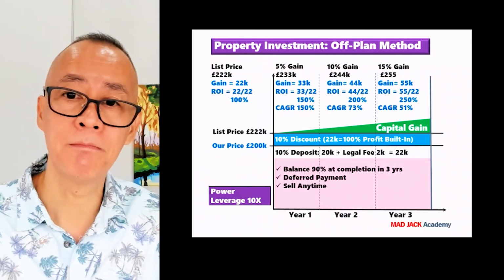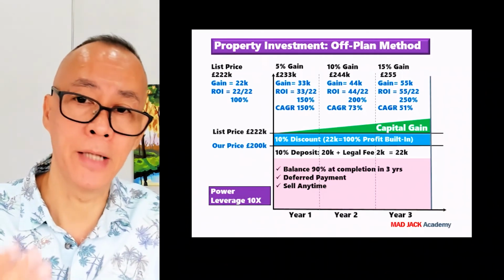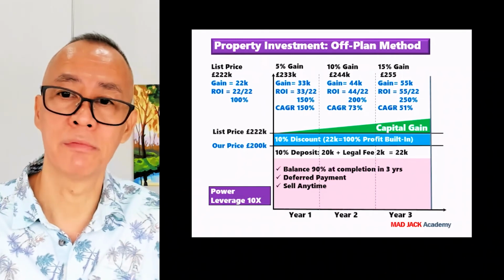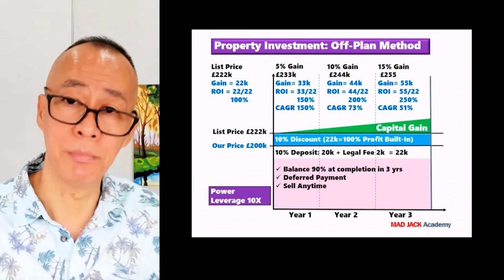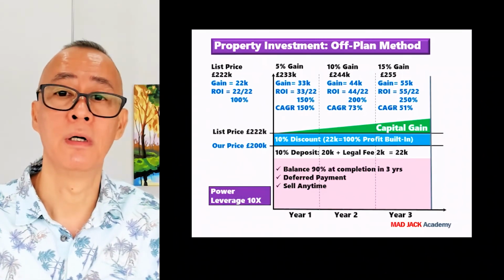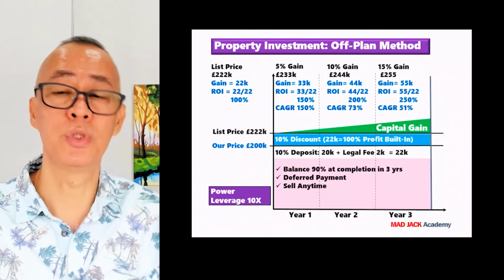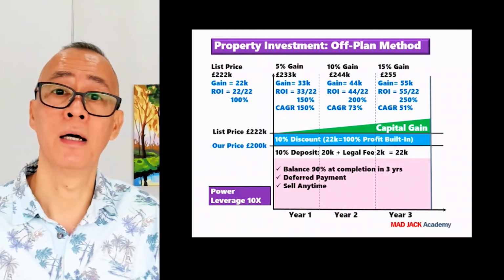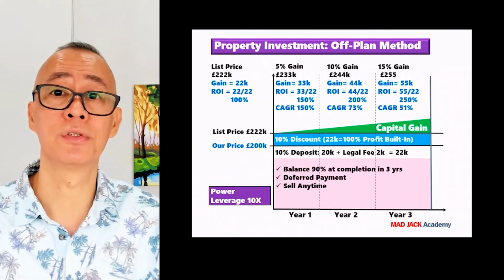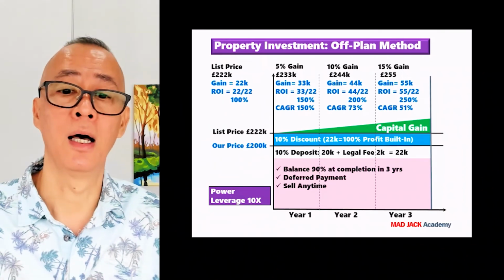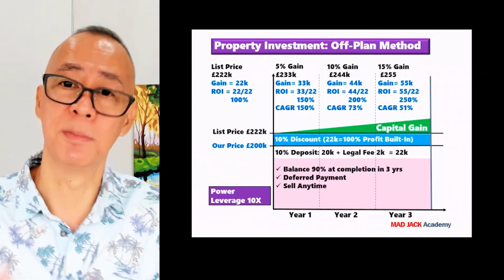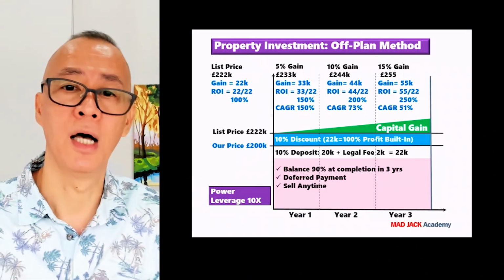High return means very high upside. We are talking about 10, 20 times return in a short period of time, or even 2 times in 3 years, which is a lot. And the downside is quite limited because we buy at wholesale pricing. So there's a big benefit. I can't help but emphasize, this is a big benefit MADJACK Academy is able to deliver.